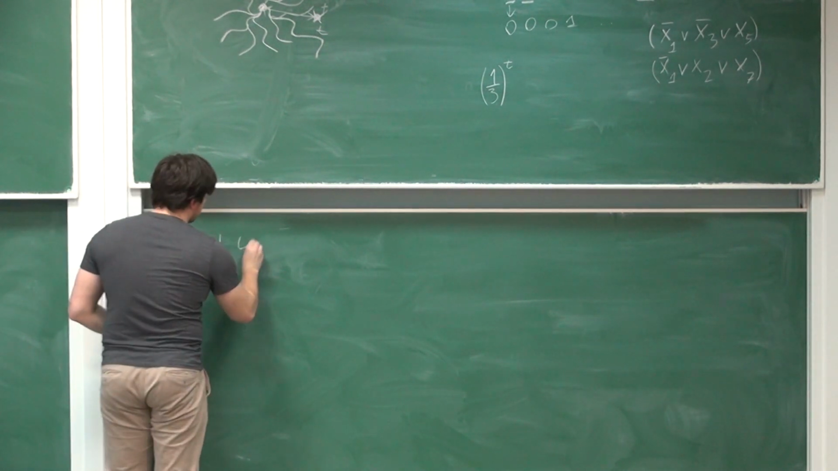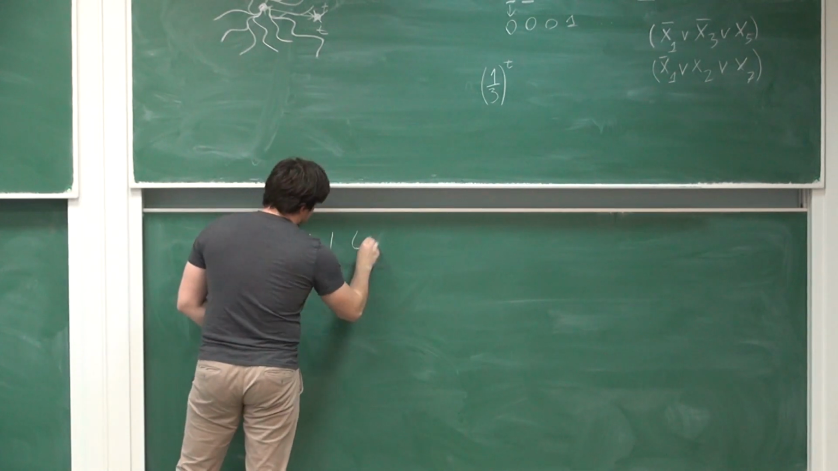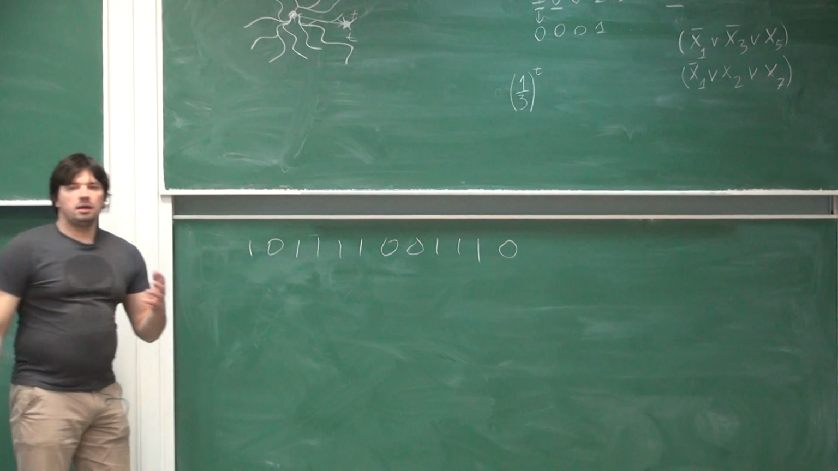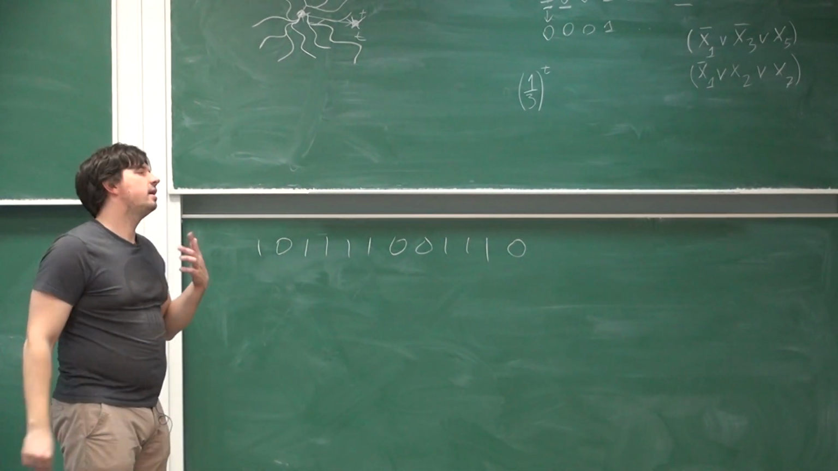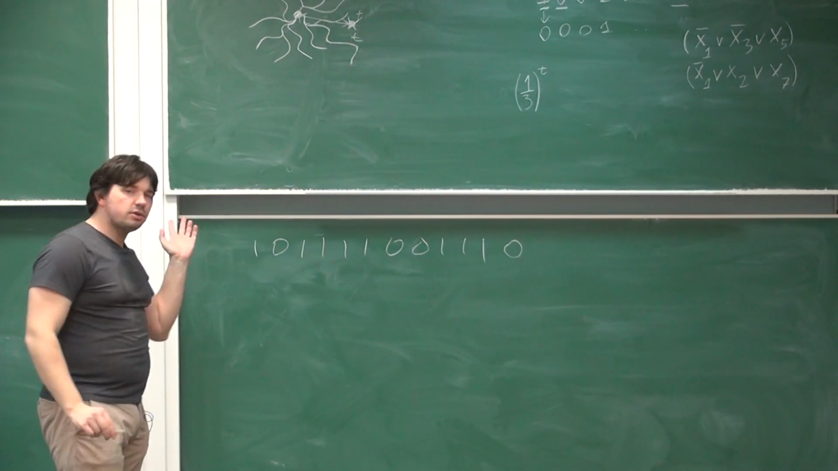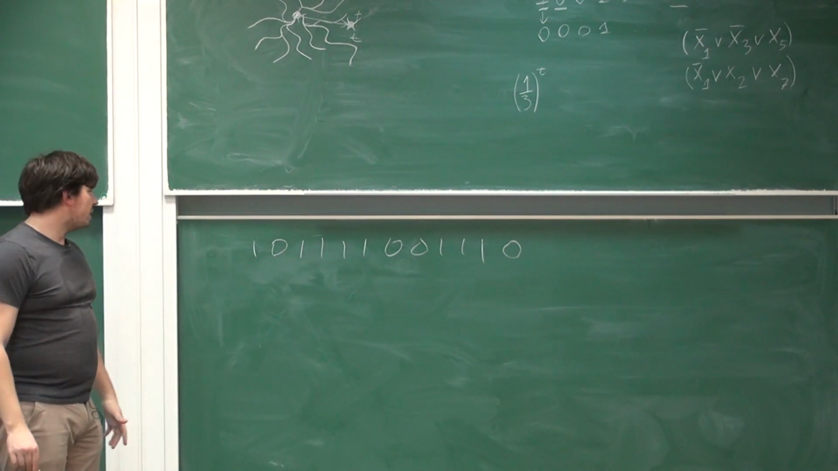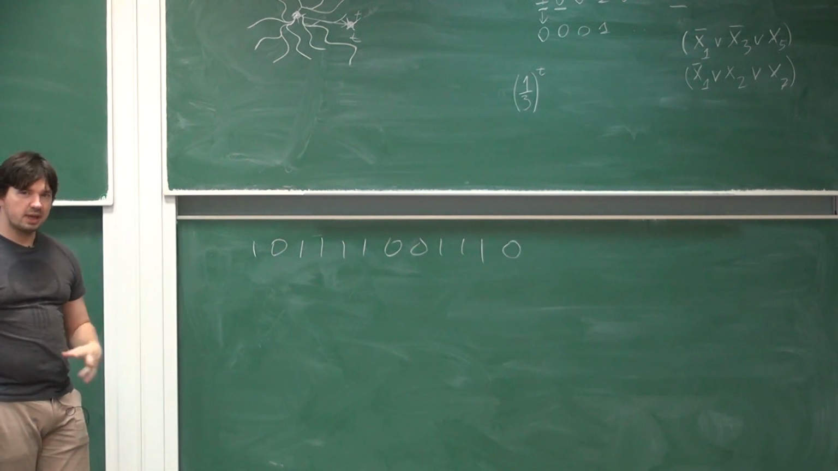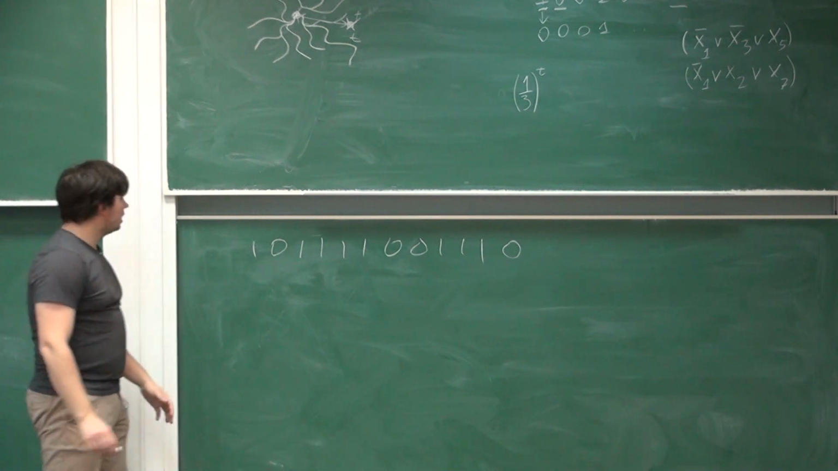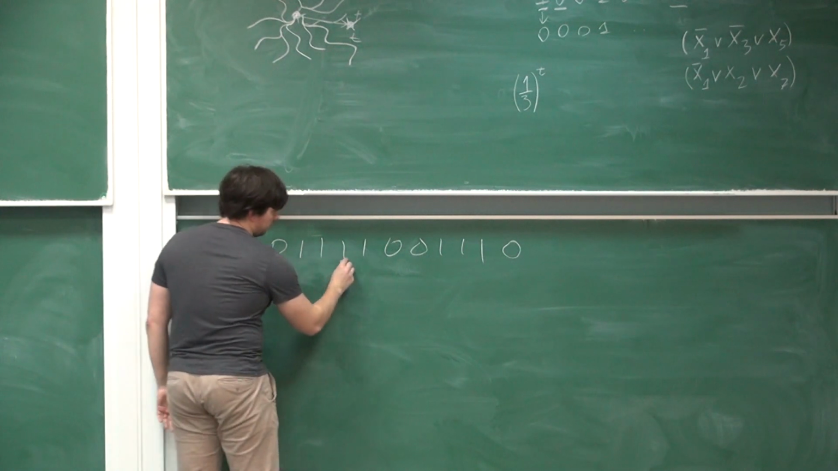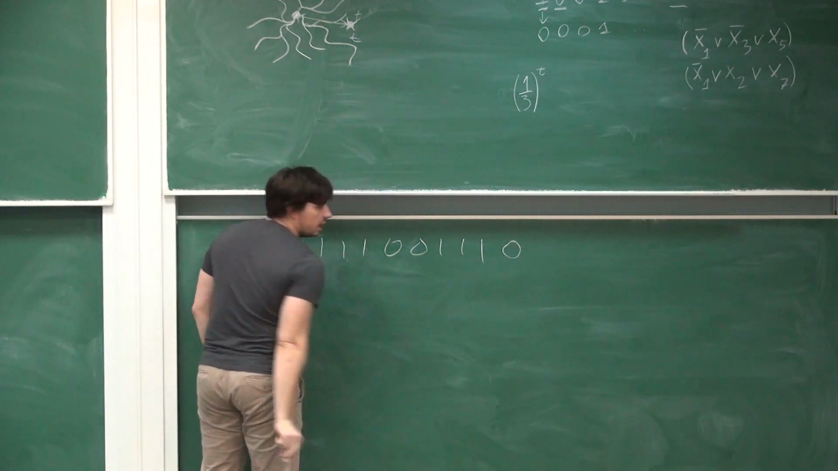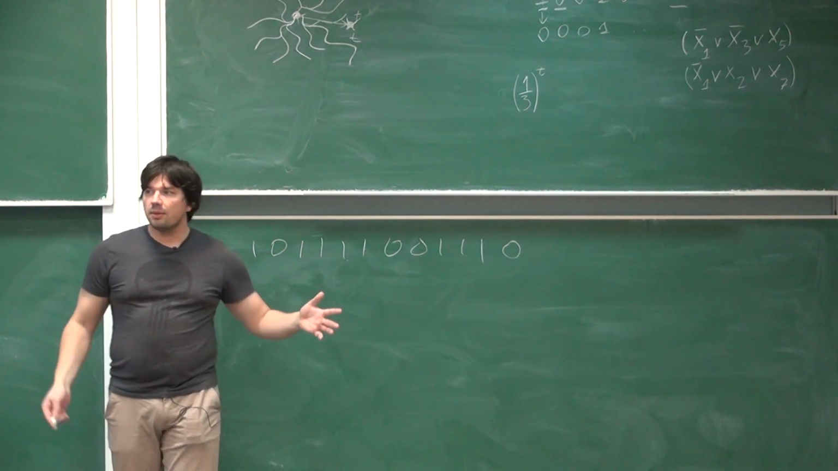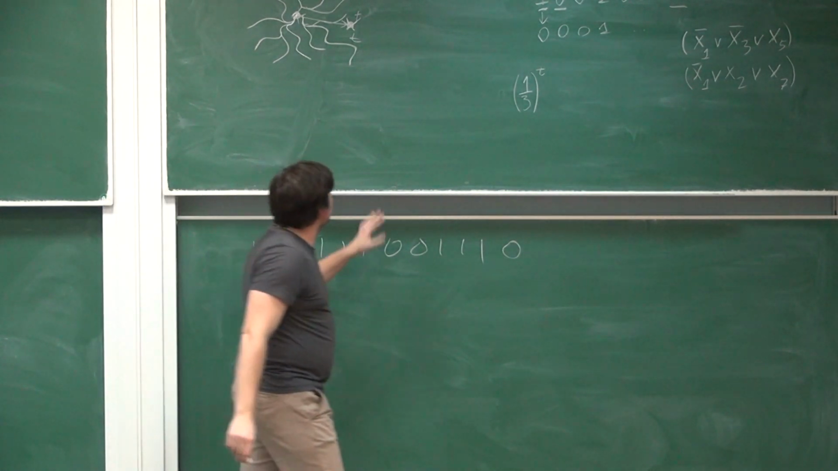So suppose it's 1 0 1 1 1 1 0 0 1 1 1 0. It kind of sounds silly, but there are 2 possibilities. Either it has more zeros than ones, or it has more ones than zeros. So this has 1 2 3 4 5 6 7 8 ones versus 4 zeros.